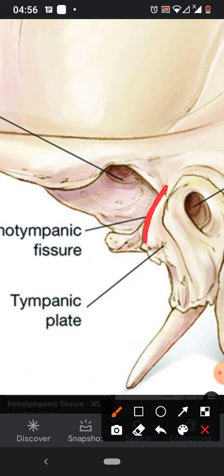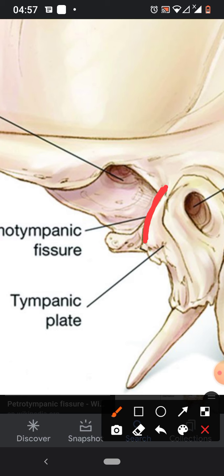Basically, this fissure is transmitting a nerve, which is the chorda tympani nerve, and a ligament, which is the anterior ligament of the malleus, and it is also transmitting an artery, which is the anterior tympanic artery. So three structures are passing through this fissure: the chorda tympani nerve, the anterior tympanic artery, and the anterior ligament of the malleus.